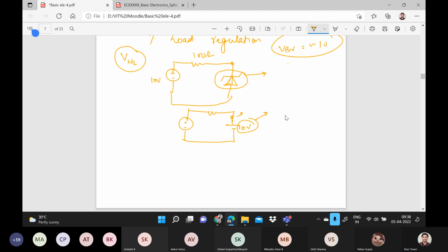So in that case, what will happen? The voltage across the diode will be 10 volt. Is it clear? So this is the V no load condition. V no load will be 10 volt. Now you have to find out the V at full load.